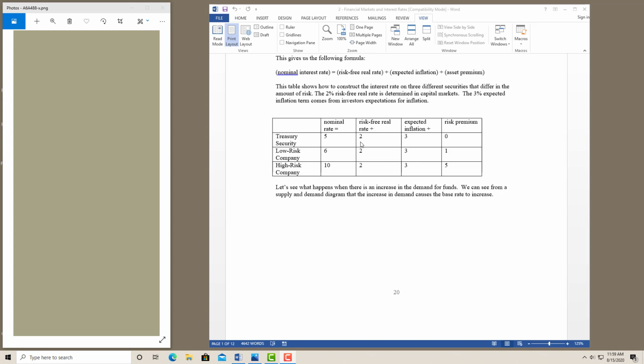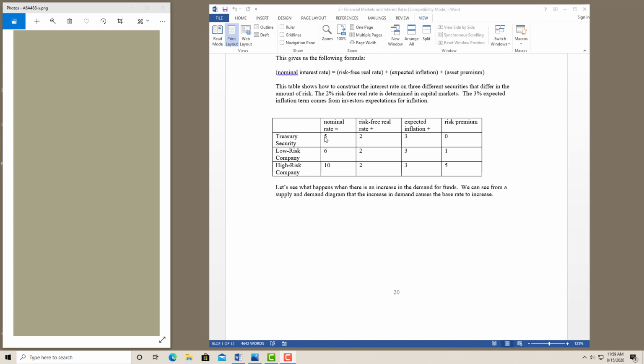So for the treasury security, it's 2 plus 3, which gives it a final interest rate of 5%. For the low risk company, it's 2 plus 3 plus 1, which is 6%. For the high risk company, it's 2 plus 3 plus 5, which gives us 10%. So the high risk company's assets will offer a higher return than the treasury securities because of the compensation for extra risk.